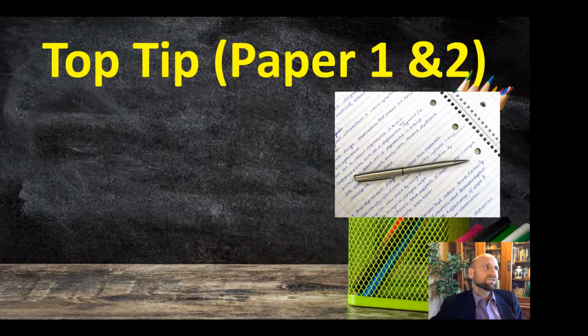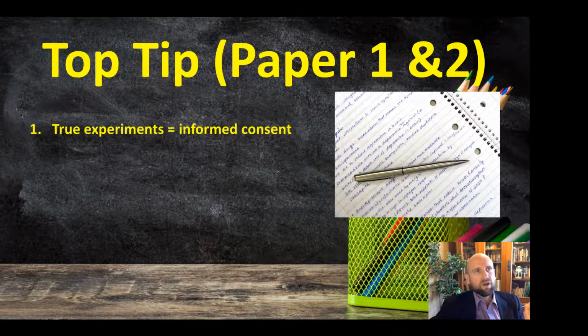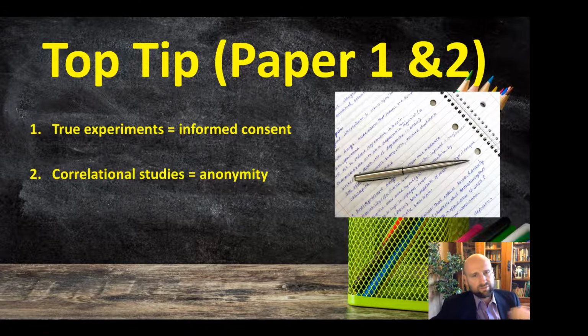Now, some top tips to remember when explaining ethical considerations. Number one, I try to keep it simple. You have to revise research methods, so I tell my students to link true experiments with informed consent. Always just link those two, and correlational studies with anonymity. For me, it just simplifies it.